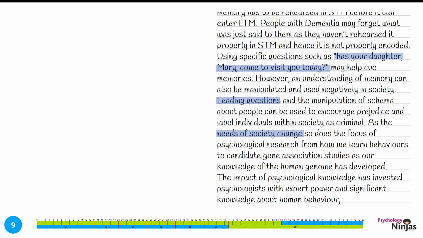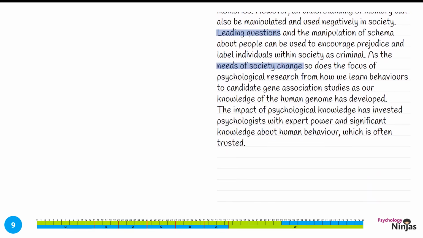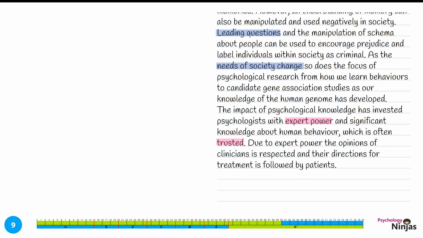The impact of psychological knowledge has invested psychologists with expert power and a significant knowledge about human behaviour, which is often trusted. Here we've talked about the implications for this, the use of expert power and the fact that our knowledge as psychologists and our status as psychologists in being useful is then trusted. We're then going to evaluate this. Due to expert power, the opinions of clinicians are respected and their directions for treatment are followed by patients.